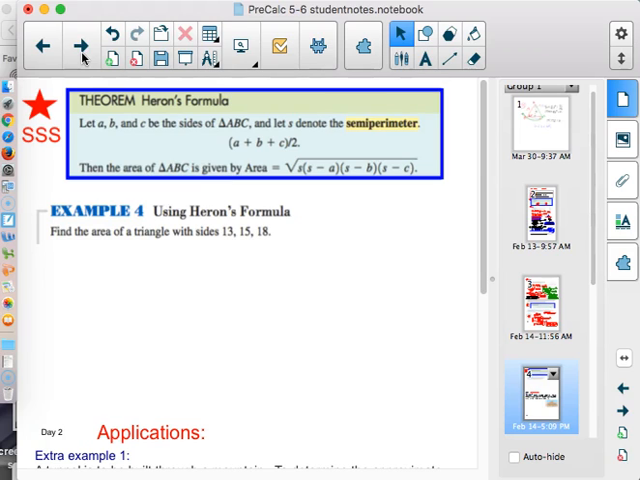Speaking of other nice formulas, here's another one with Heron's formula. So let a, b, and c be the sides of triangle ABC, and let s denote what's called the semi-perimeter. And you've probably never worked with that before. I think in geometry, the only way they teach that is if you've gone way above what you had to do, you've gone through the whole book, and they have extra time. So semi-perimeter is just, you find the perimeter, and you divide it by 2. And that's s.